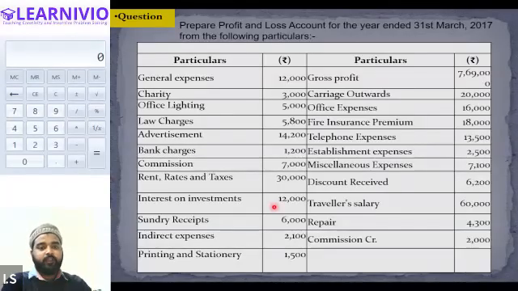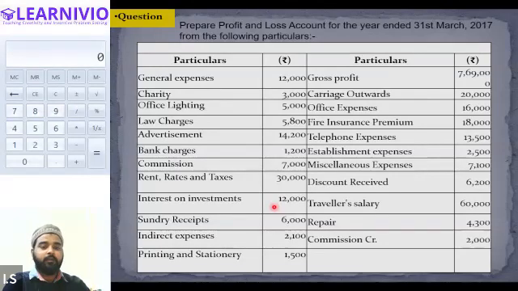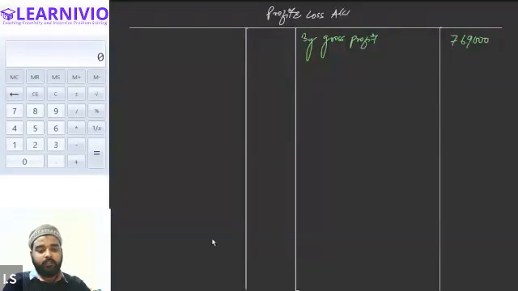Now we have general expenses. Because it is a general expense, just identify whether it is a direct expense or an indirect expense. Do you think it is related to production? No. General expenses are not related to production. These are miscellaneous expenses. So all miscellaneous expenses are recorded in the profit and loss account on which side? On the debit side. We will record the value of the general expenses on the debit side.